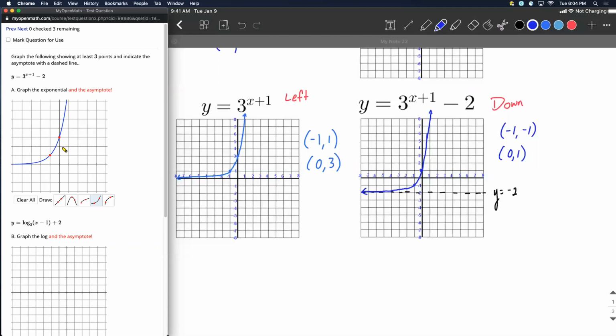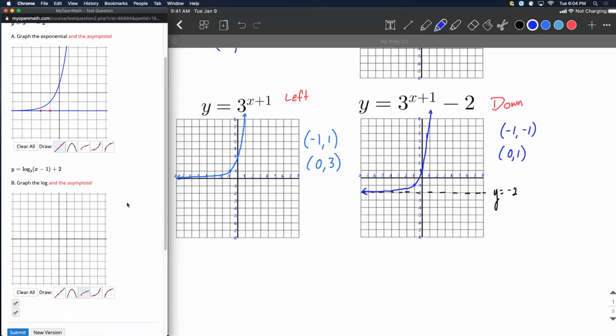Click those in, but notice we also want to put the asymptote in here. So I need a line for our horizontal asymptote. And notice we said our line was at y equals -2. So we have to pick a couple points there at y equals -2. Go ahead and we'll submit it in a second.